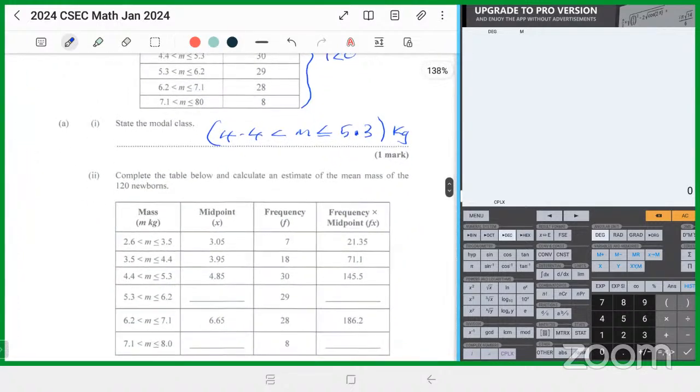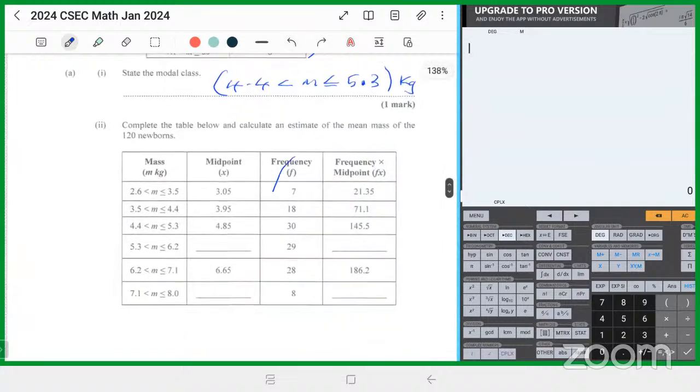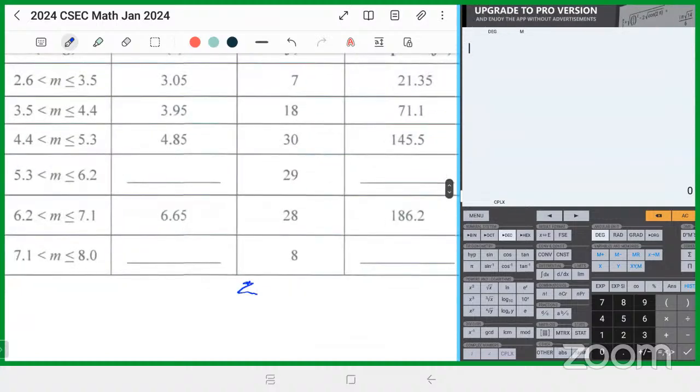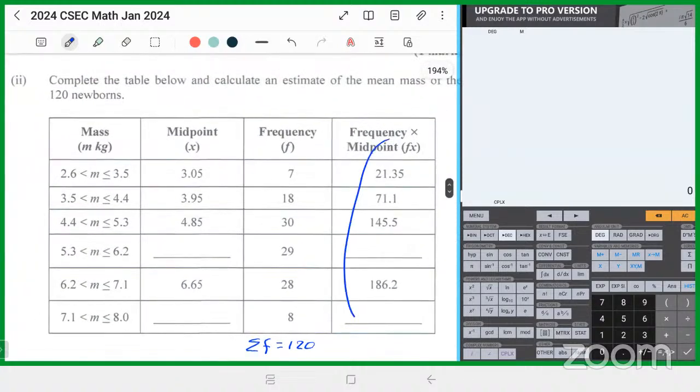The next part says we have to complete the table below and calculate an estimate of the mean mass of the 120 newborns. I know already that the sum of my frequency is the total number of newborns. Sum of F is 120. What we need is the sum of the F times X column, which is a way of summing the mass of all 120 newborns.